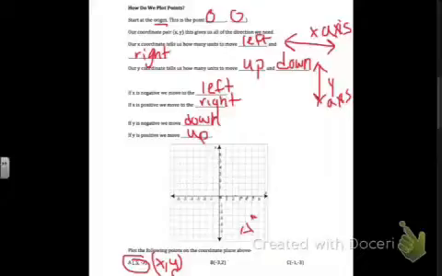Now what about my point B? If I have my point B, I have (-3, 2). We start at the origin. It's negative 3, so I go 1, 2, 3 spaces to the left, since x is negative, and since y is a positive 2, we move up 2, and then that point right there is going to be our point B.